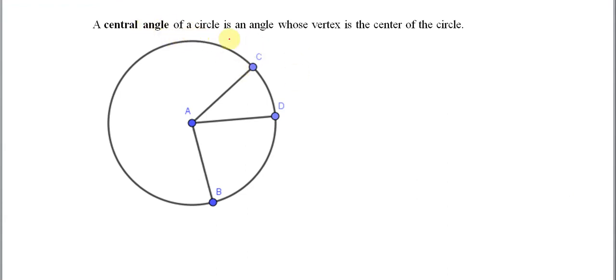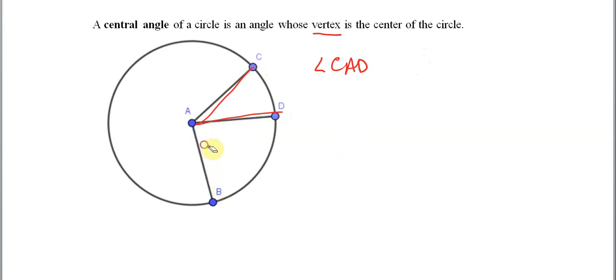A central angle of a circle is an angle whose vertex is the center of the circle. So in the circle here, the center is named A, and the vertex of an angle, remember, is just the point where the angle is made. One example here is that C to A to D, we can say angle CAD is a central angle.